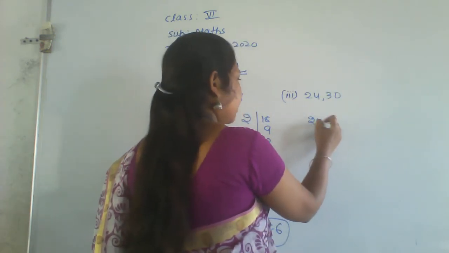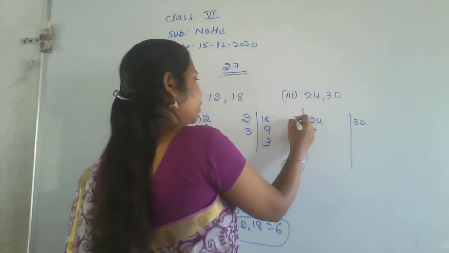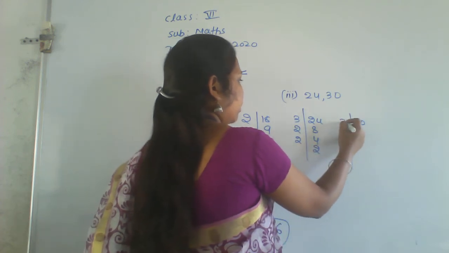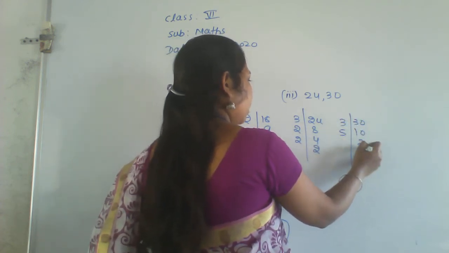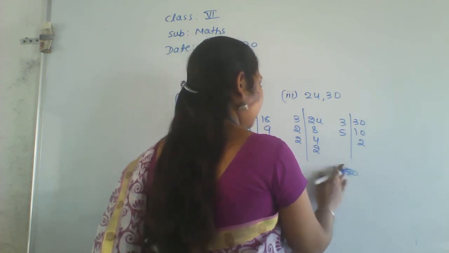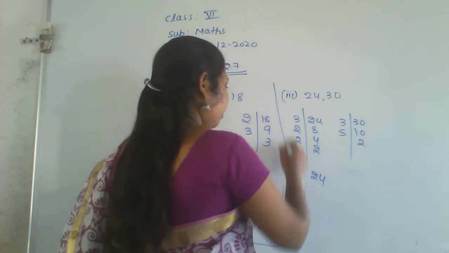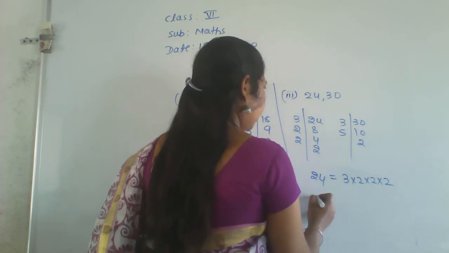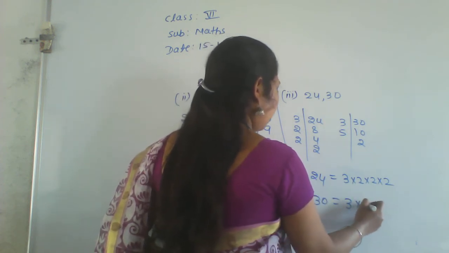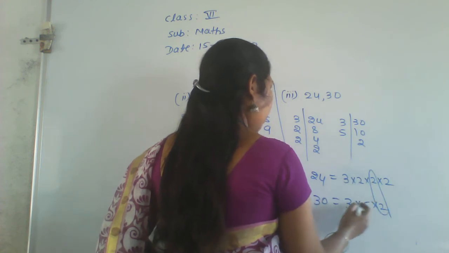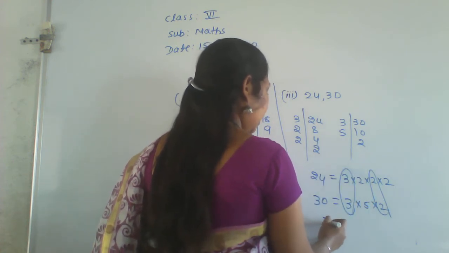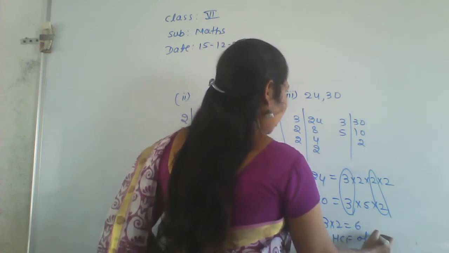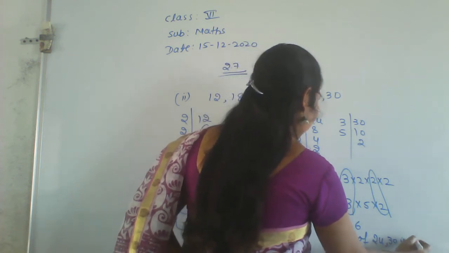24 comma 30. Again same, find the prime factors first. 3 8s are 24, 2 4s are 8, and 2 2s are 4, and here 3 10s are 30, 5 2s are 10. Okay. So 24 is equal to 3 into 2 into 2 into 2. Next 30 can be written as 3 into 5 into 2. Here one 2 is common and one 3 is common. So here 3 into 2, that is equal to 6. Therefore HCF of 24 comma 30 is 6.